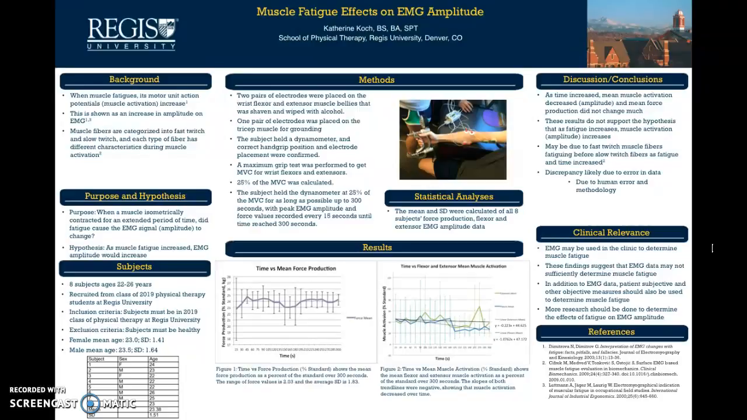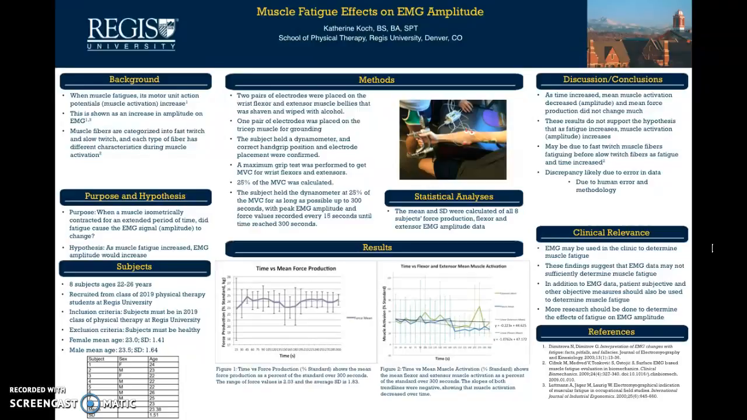In Figure 2, the blue plot represents the flexor data and the green plot represents the extensor data, which are on the y-axis, with time on the x-axis. These plots had large standard deviations, showing that there were discrepancies in the data. The 2 black lines are trend lines for each set of data, both with a negative slope, showing that the mean muscle activation decreased over time for both muscle groups.